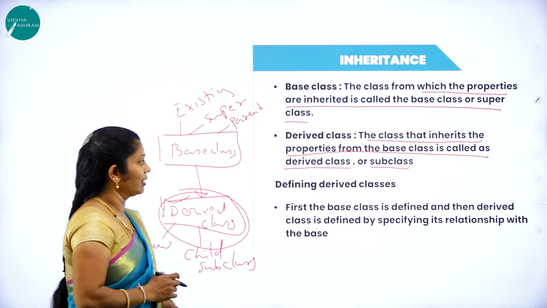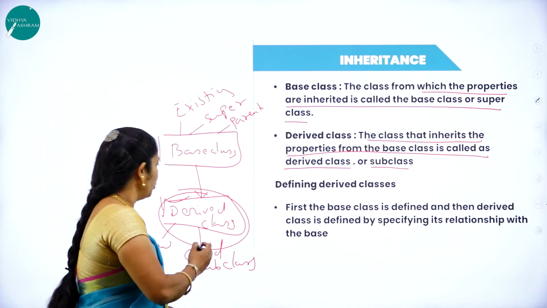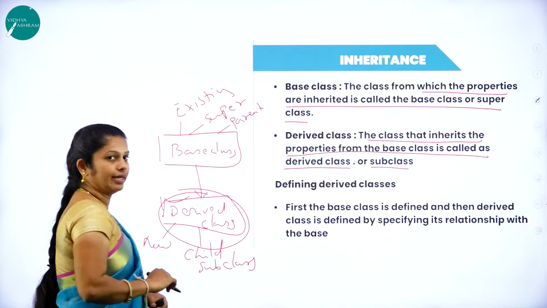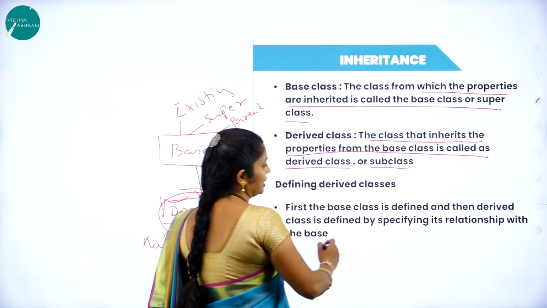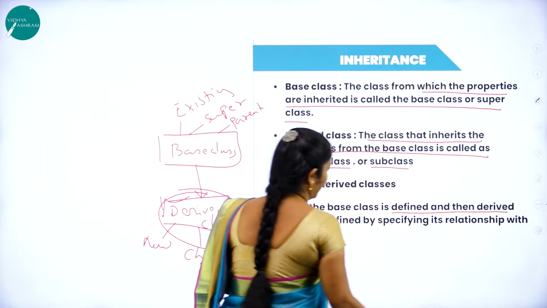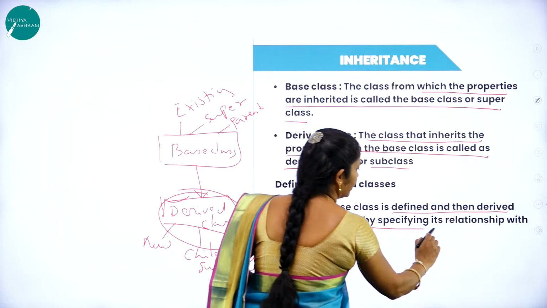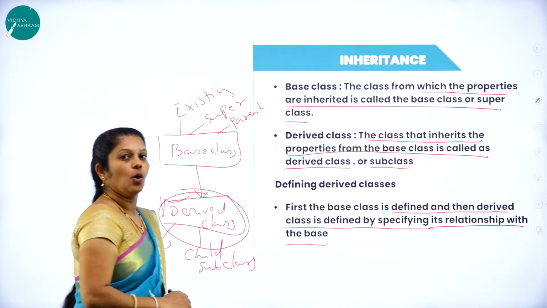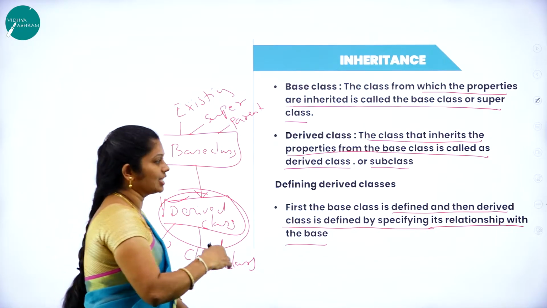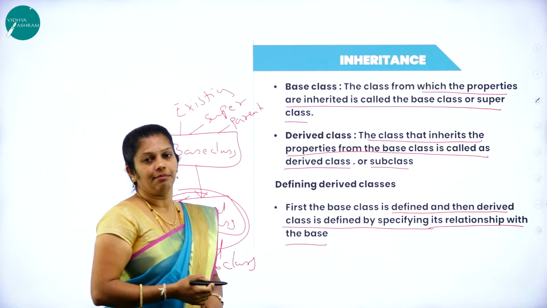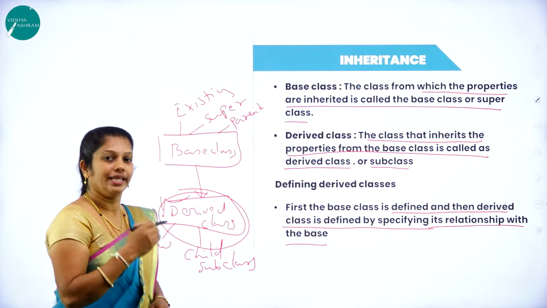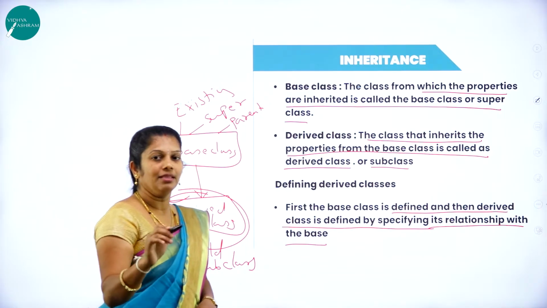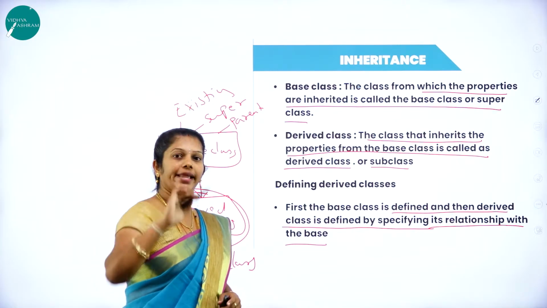That is the derived class. If I want to create a derived class, first I have to create the base class. First, the base class is defined and then the derived class is defined, specifying its relationship with the base class. What is the relationship with the base class? By defining that, I am able to create a new class, or derived class. The main thing, inheritance is a process of just taking the properties.